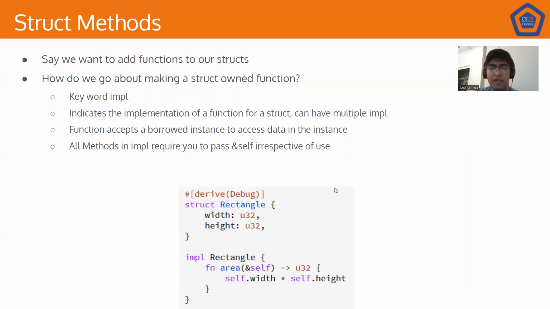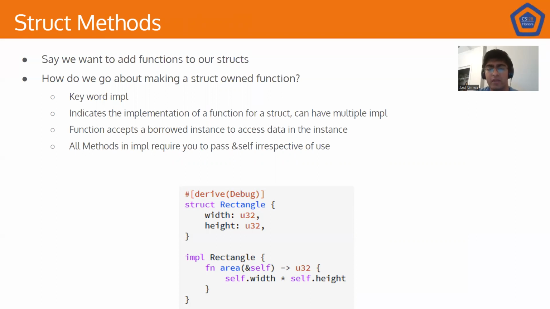So say you want to go about adding a function to your struct. The important way to go about doing it is to use the keyword impl. So before you start, you need to have this hashtag derive debug. And then you use the keyword impl, or implement, to indicate that you're going to start implementing a function for your struct. You can have multiple impls for the same struct, and it's a useful way to separate your associated functions from your functions for your struct. And I'll go over what the difference is in a minute.